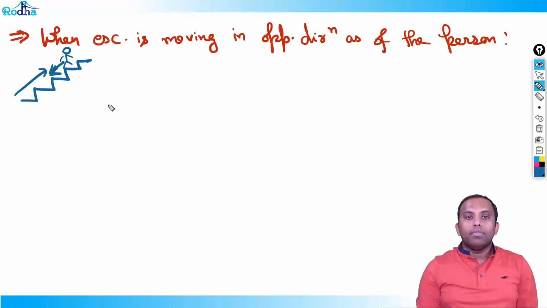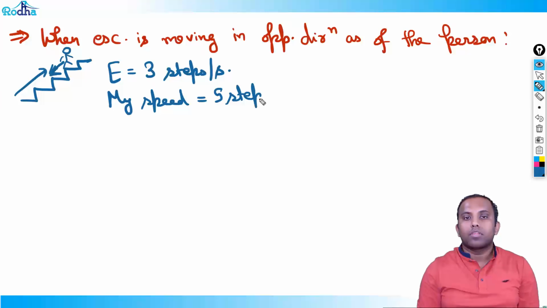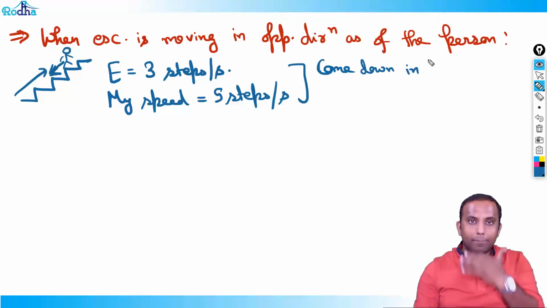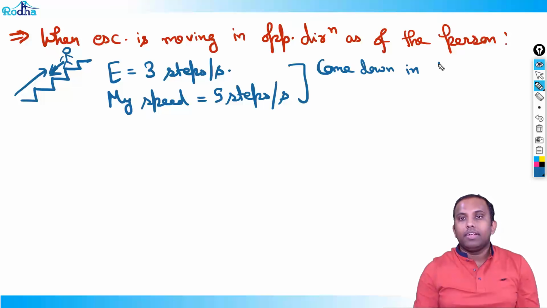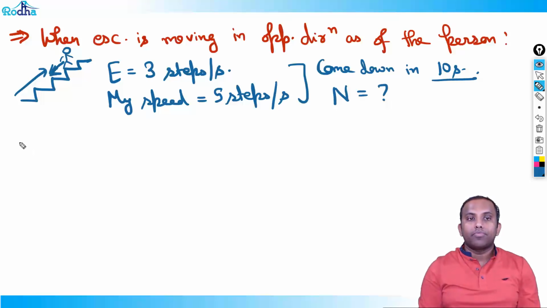So in this case, what will happen? Now let's say the speed of the escalator here is 3 steps per second, and let's say my speed is 5 steps per second, and I'm able to come down in, let's say, 10 seconds. Okay, so how many steps on the escalator have been switched off? That is n, right? Again, discuss the scenario now.